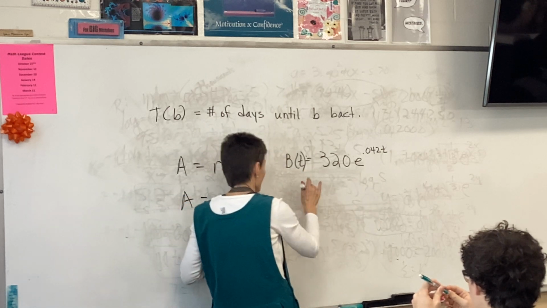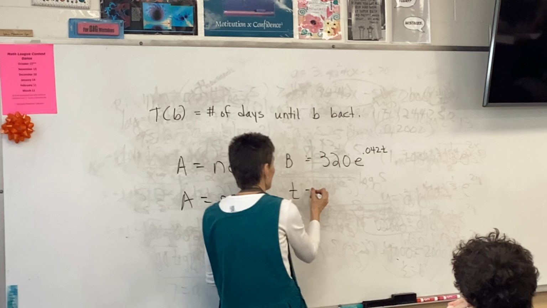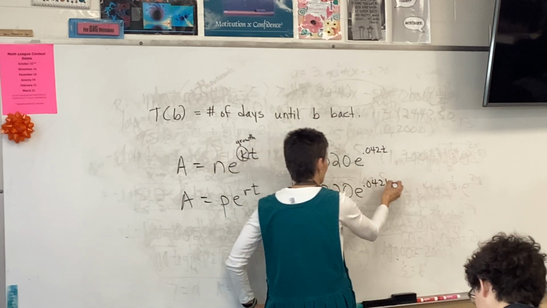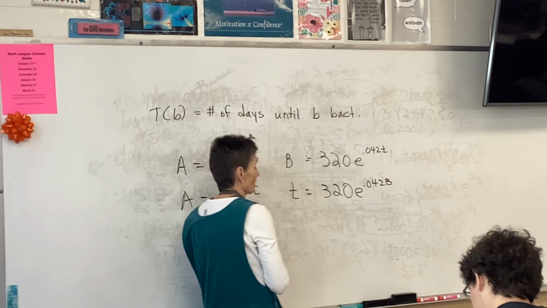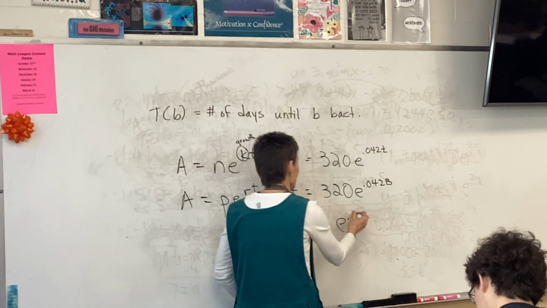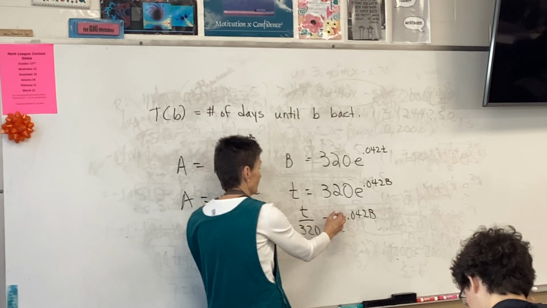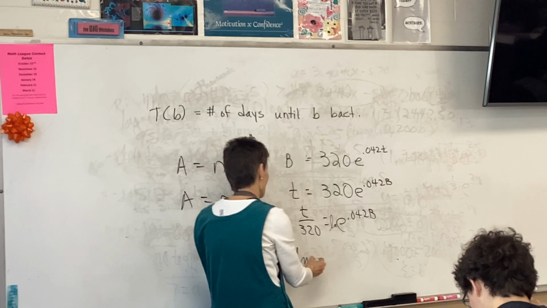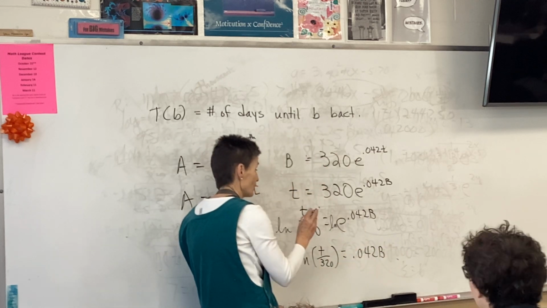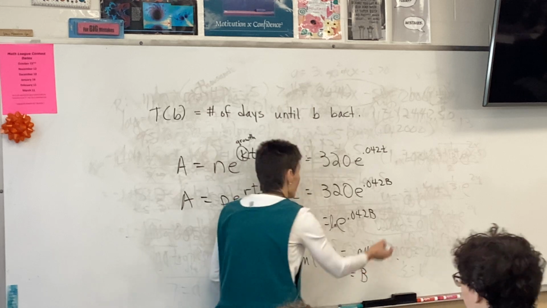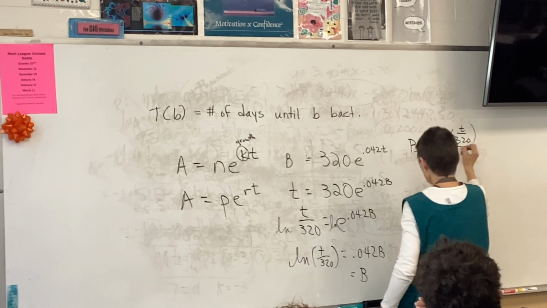So what's this going to look like if we switch it? I'm going to let this be B, the number of bacteria at time T. So I'm going to switch them, and then I'm finding the inverse. What's going to be my next step? T over 320 equals e to the 0.042B. And then to solve for B, which is an exponent, I will have to take the log of both sides. So ln of T over 320 equals 0.042B. And so I'll just divide, and I'm going to get ln of T over 320 divided by 0.042.